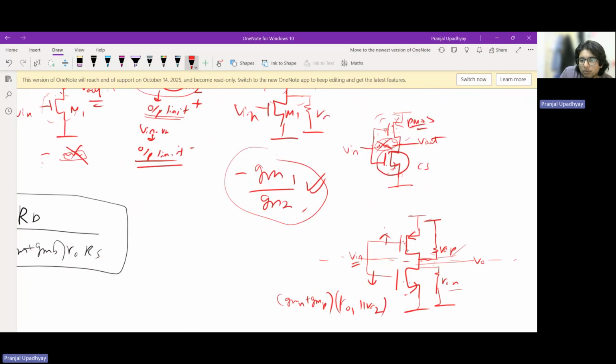And if you're considering the body effect, the body effect will not come into the picture here because these two terminals are grounded, so VSB will not come into the picture.